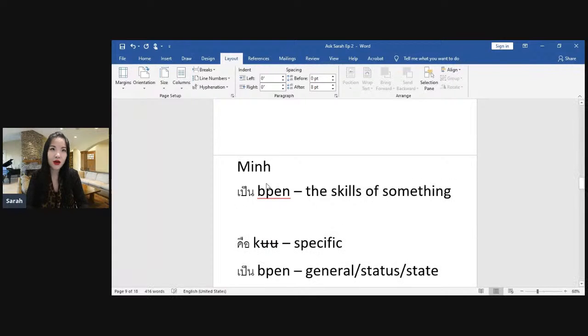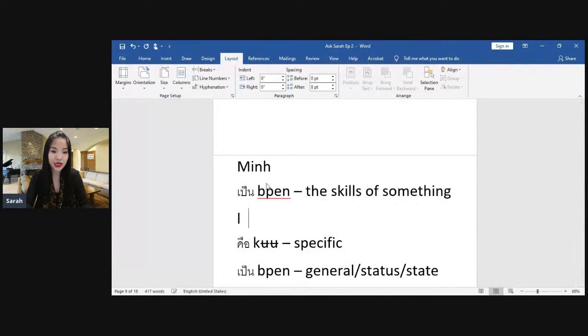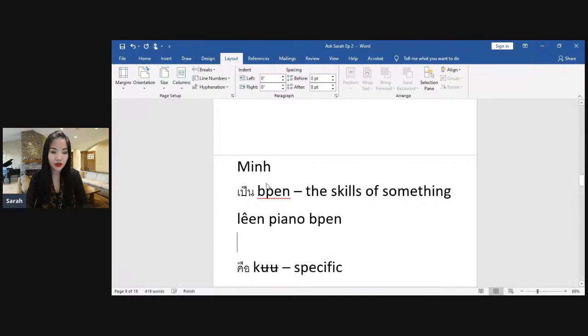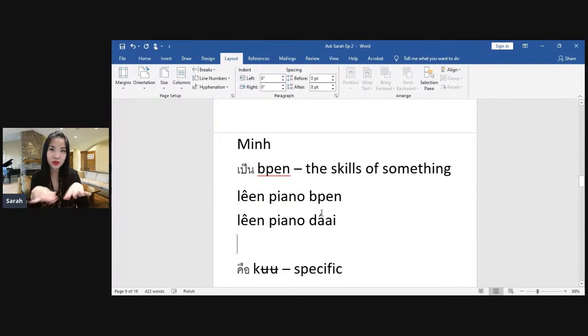Yeah. In general, you can use เป็น or ได้, right? For example, Sarah เล่นเปียโนเป็น, Sarah เล่นเปียโนได้. Yeah. So these two, you can use them interchangeably. They mean the same.